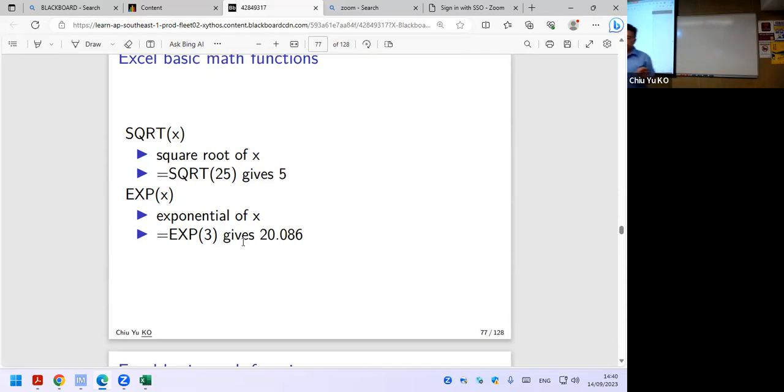I do it because I want to show you how you would do Excel. Excel is basically a bunch of functions. Function means that it's mathematical: you put some input, it gives you output. It's a black box, a machine. It does some process. SQRT is square root. EXP is exponential; exponential is e to the power. Later we'll use it for the upcoming thing.